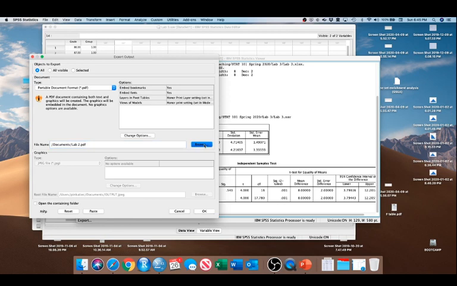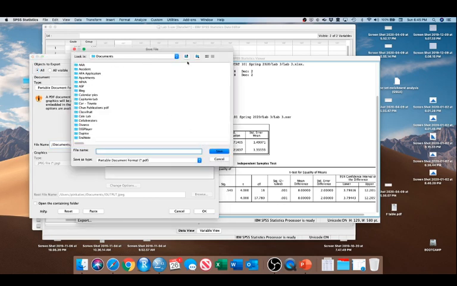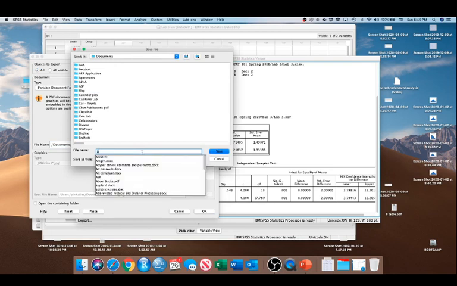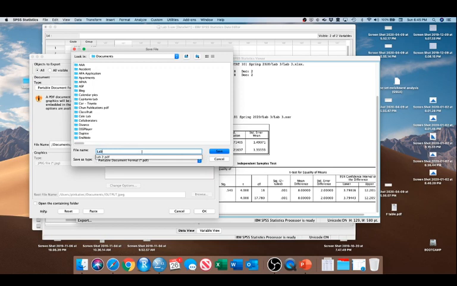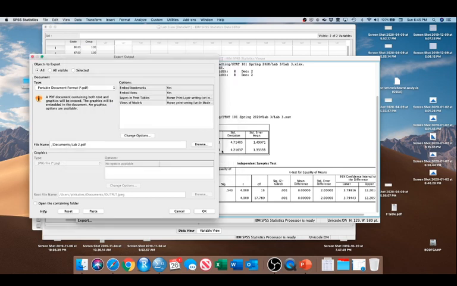So if you want to choose this area that you want to save it, you can save it as, I would call it, so I'll save it like that. Okay? And then you just press OK and it'll save.